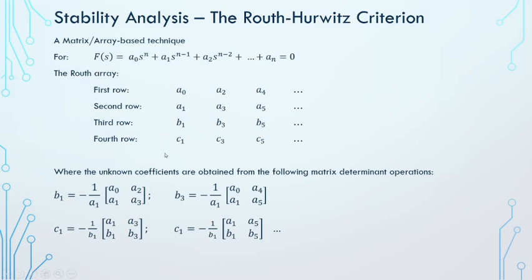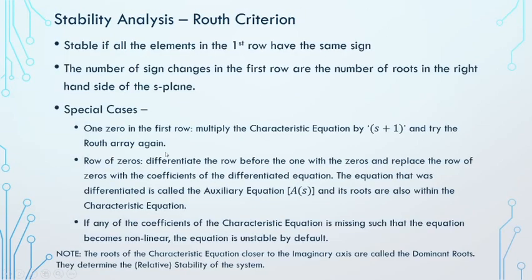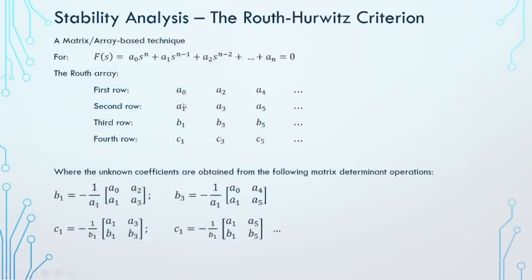Now, having derived your Routh array, how do you tell if the system is stable? Number one, the system is stable if all the elements in the first row have the same sign. In other words, A0, A1, B1, C1, if everything is either positive or negative. But as soon as at least one of them is negative, then by default, the system is unstable. Okay? Now, the number of sign changes you have in that first row relates to the S-plane. I'm going to talk about the S-plane shortly, but that's a fundamental criterion.